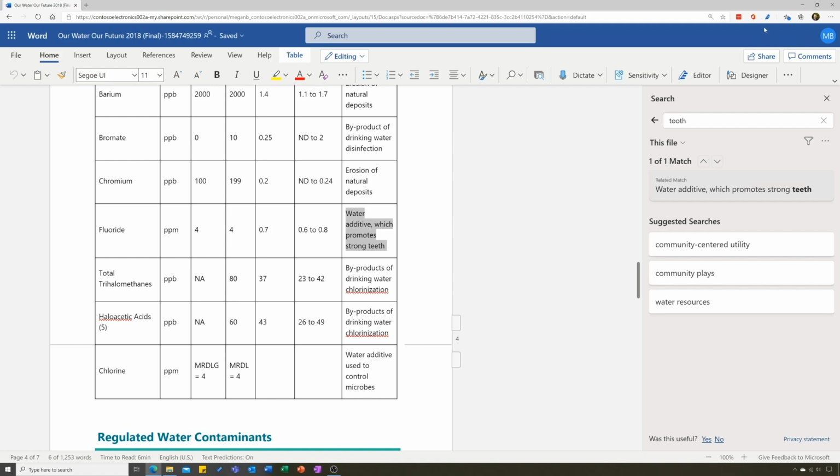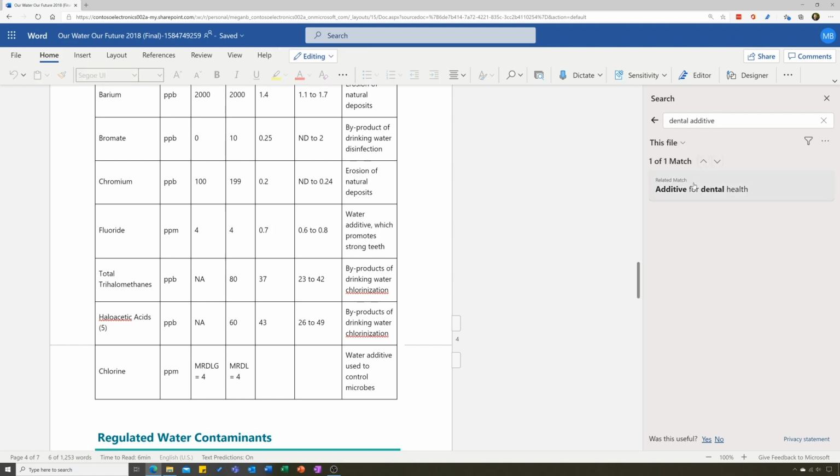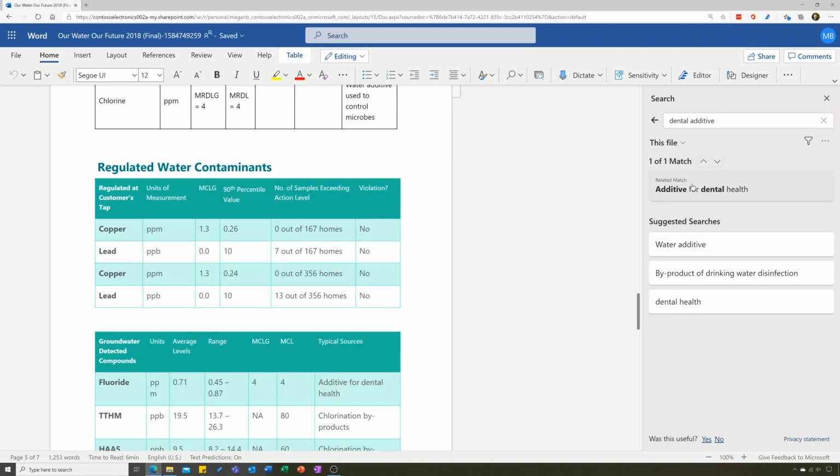Finally, let's try our multi-word query, because we know fluoride's a dental additive. And once again, through better language understanding, we're able to locate the desired phrase with the same underlying semantic meaning, even if the words are in different order. So this shows a glimpse of how we're bringing web search techniques to power the in-document search experiences. Wouldn't you say that's a pretty dramatic improvement? It is, isn't it?